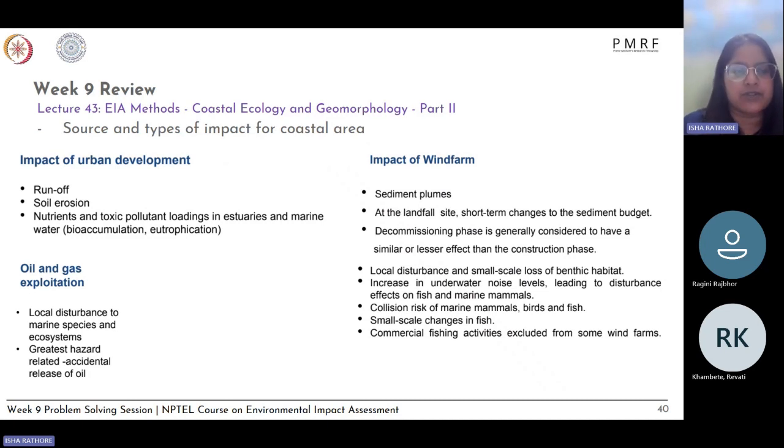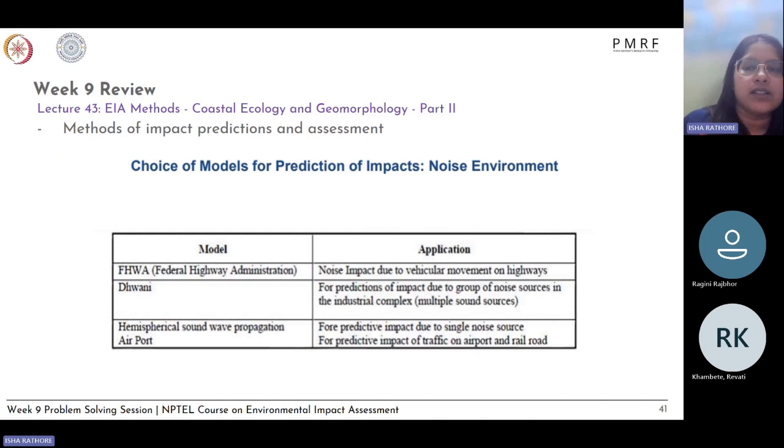So you map all of these impacts. Then you can use different methods for impact prediction and assessment. So here are a few for predicting impacts on the noise environment. You have the FHWA, or the Federal Highway Administration model, which considers the noise impact due to vehicular movements on highways. Dhwani, which does predictions of impact due to groups of noise sources in an industrial complex.